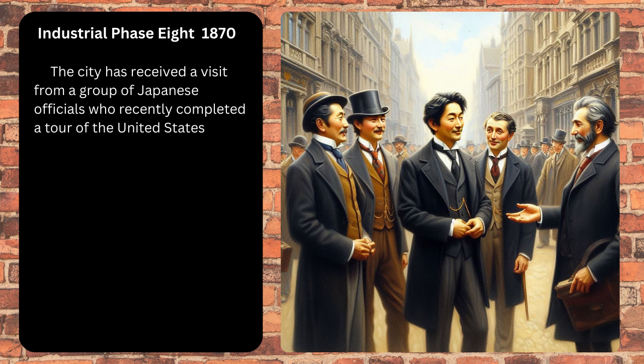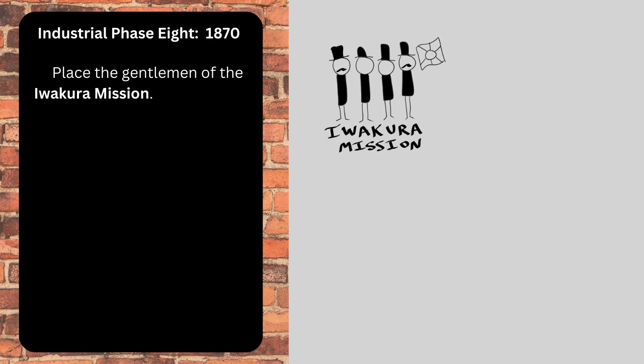I am Kume Kunitake. Myself and the other members of the Iwakura mission have come to study as much as we can about the British Empire. We are especially eager to visit and make reports on your factories, your rail yards, your ports, your government, and your schools. We will take this knowledge back to Japan to help us build our nation into a powerful, modern nation, like your Great Britain. Place the gentlemen of the Iwakura mission.